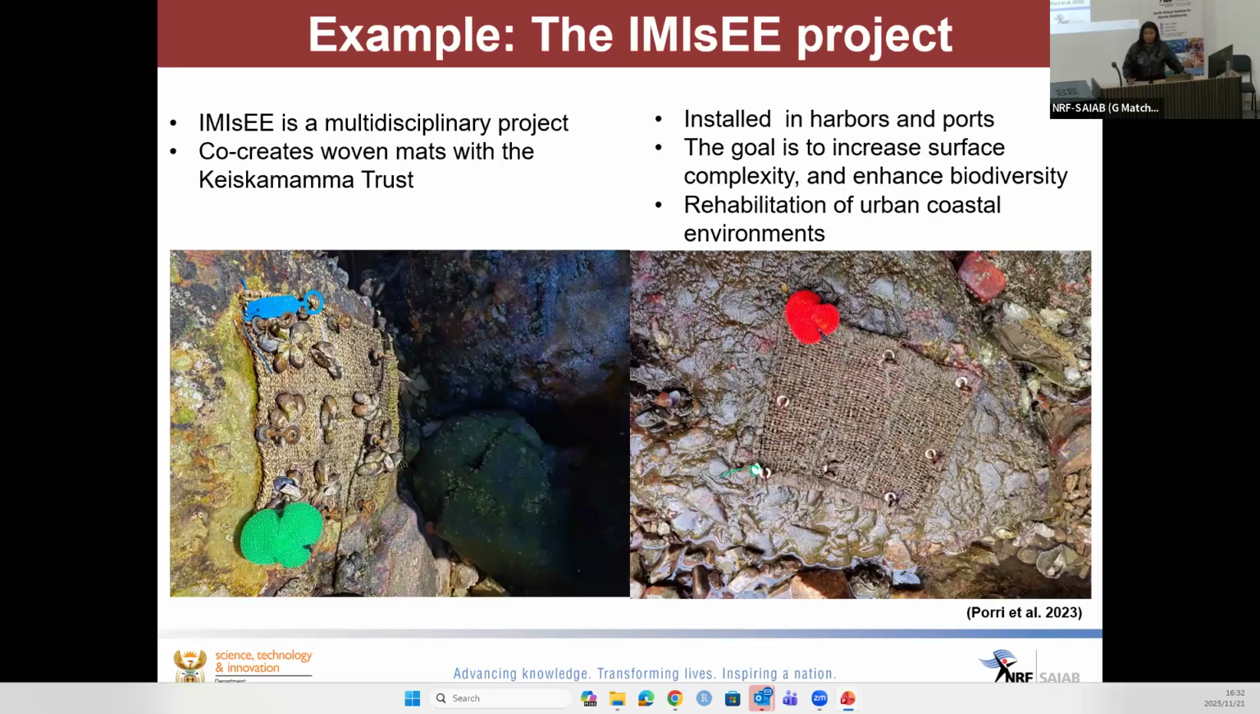So we're working closely with the local community known as the Keiskamma Trust. These mats are installed in harbors and ports. The goal is to increase the surface complexity, enhance biodiversity, and ultimately rehabilitate urban coastal environments.